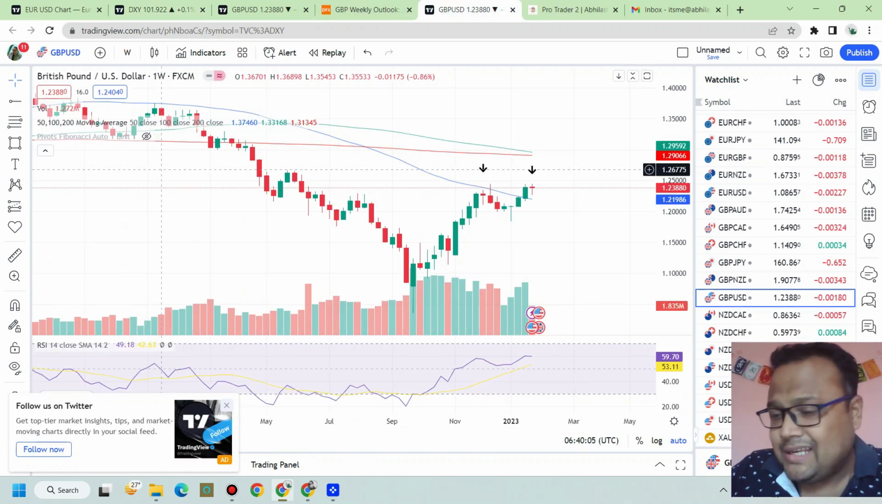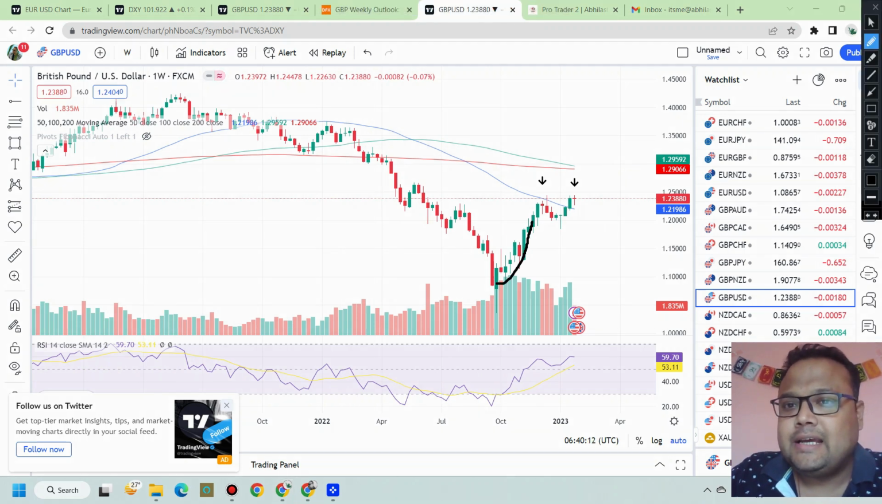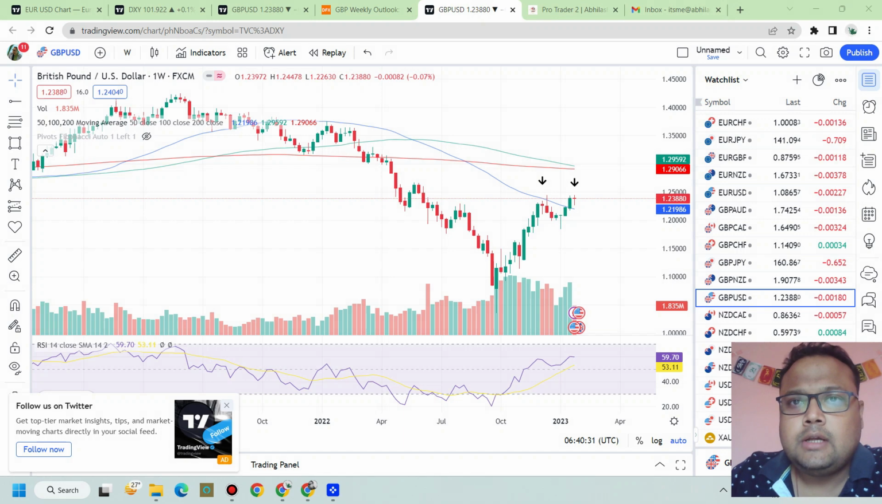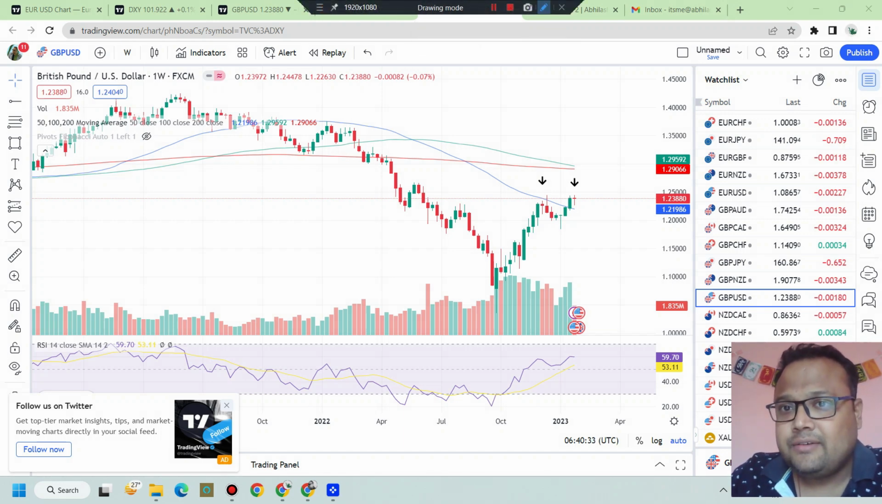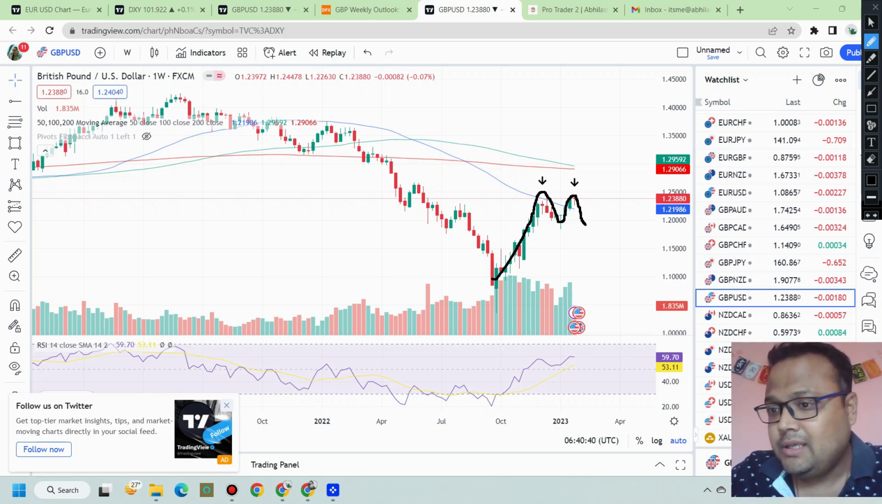Now, this is the weekly chart of GBP USD, and on the weekly chart, we can see that GBP USD is standing at the previous high here, and it looks like a double top kind of pattern as well. And a double top is a trend reversal pattern. So, my dear friends, if there is a trend reversal on GBP USD, do not be surprised.